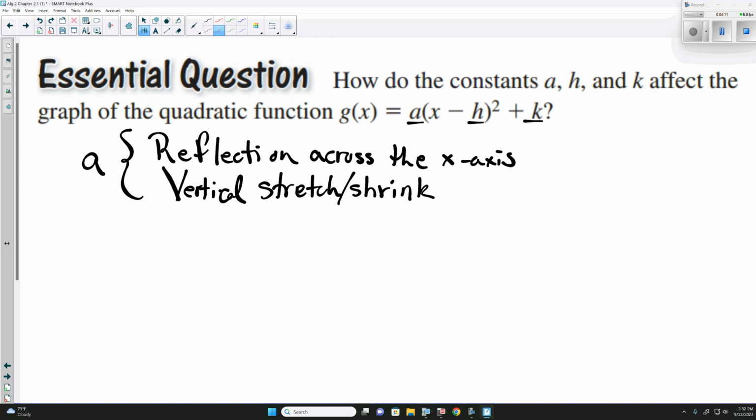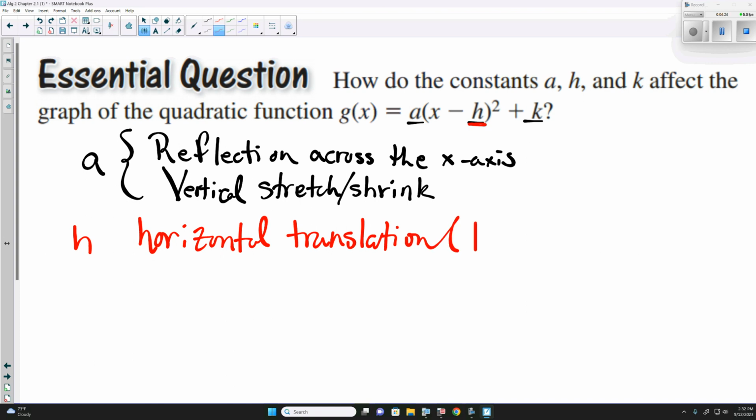Now the next part we have is the h. h is our horizontal translation. This is moving it to the left or to the right. Our horizontal translation is moving left or right. And we've done those before, those values of h. Because we did those, inside the parentheses is the opposite of what we think.